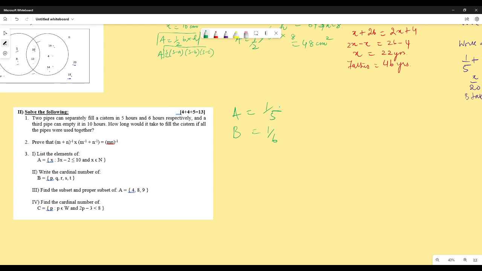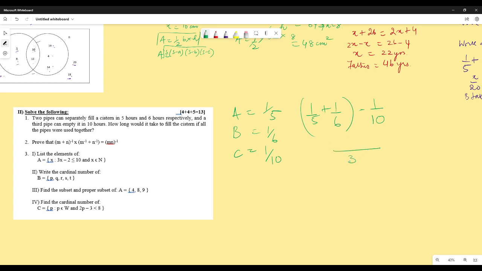Then there is a third pipe, which is pipe C, which is emptying the tank in 10 hours. So this is when they are working together. This means these two are working to fill up the tank and this is working to empty the tank. So this is how your equation should be. You need to find out how long it is going to take to fill up the cistern if all of them are working together.